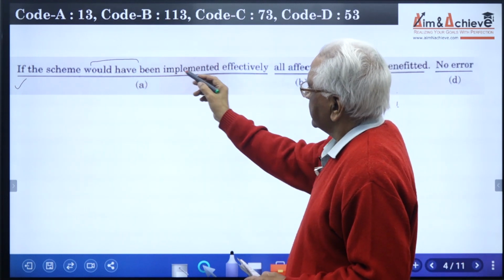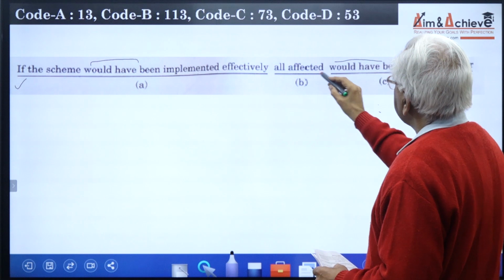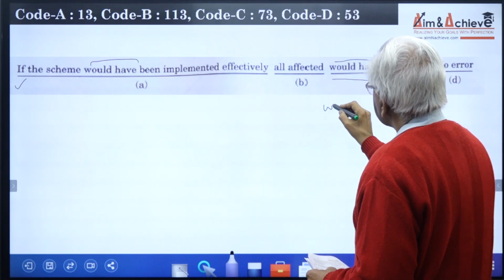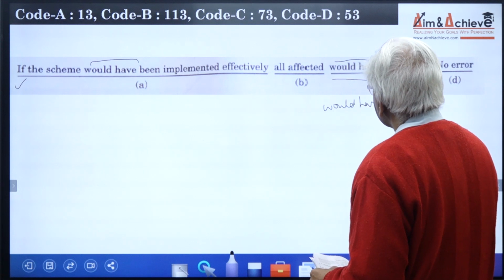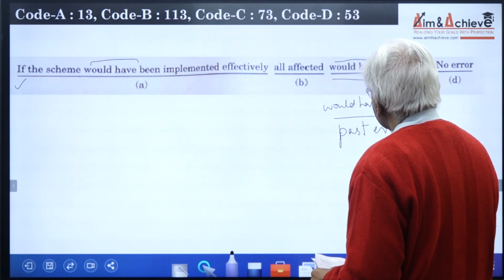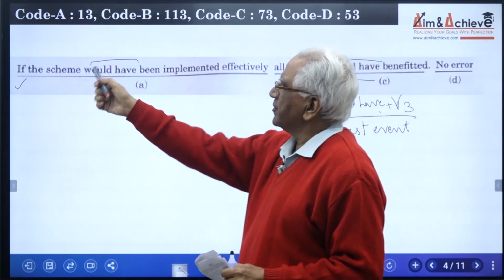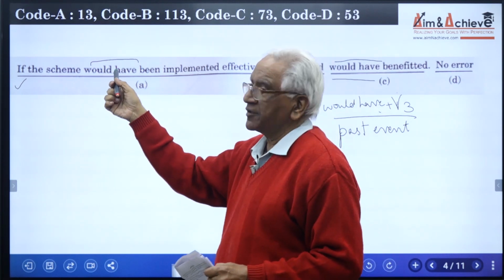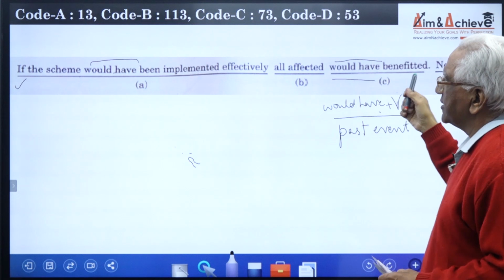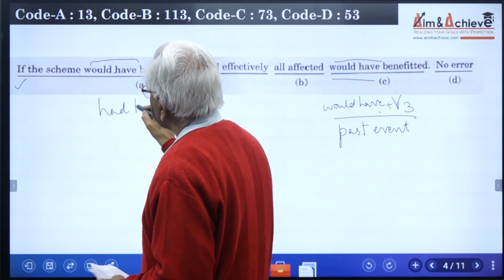So if the scheme, instead of saying would have been implemented effectively, that means he is talking of a past situation. All affected would have benefited. Whenever we use the pattern would have plus V3, this pertains to a past event. So the normal structure is if plus past perfect for referring to a past event, followed by would have in the other clause. So all affected would have benefited. So instead of saying would have been implemented, we should say if the scheme had been implemented.